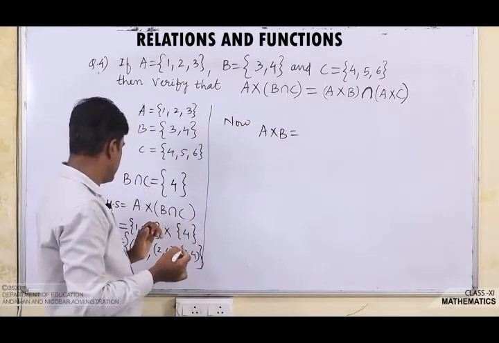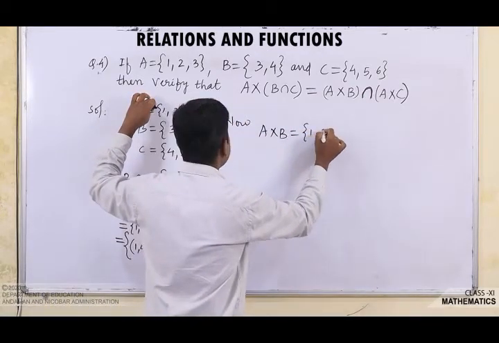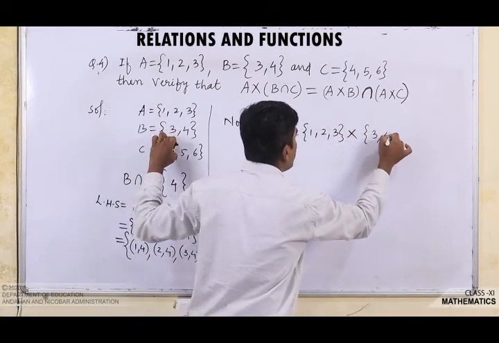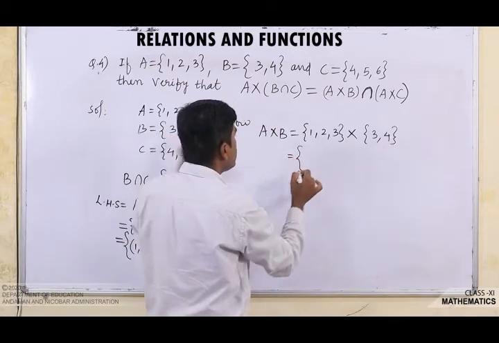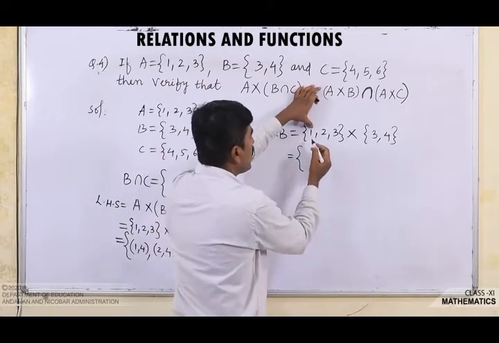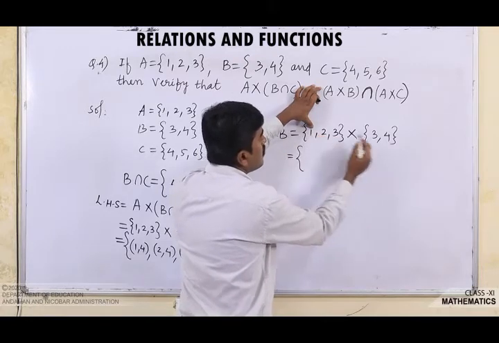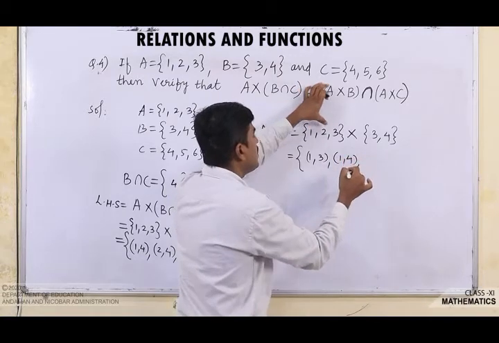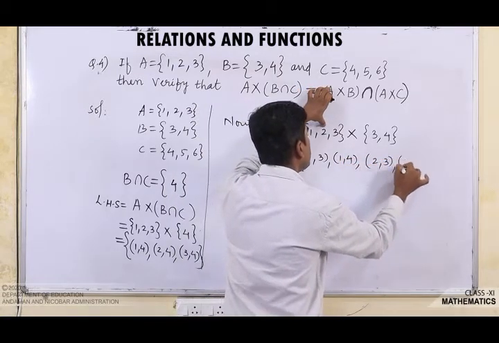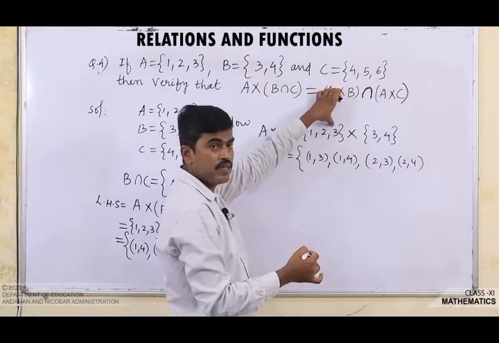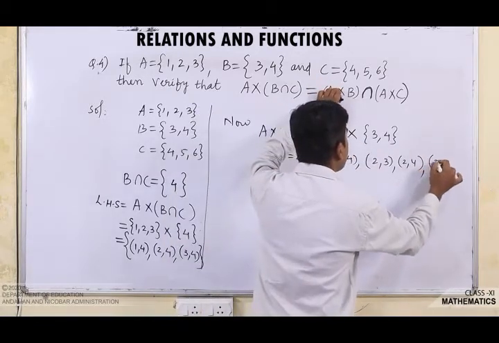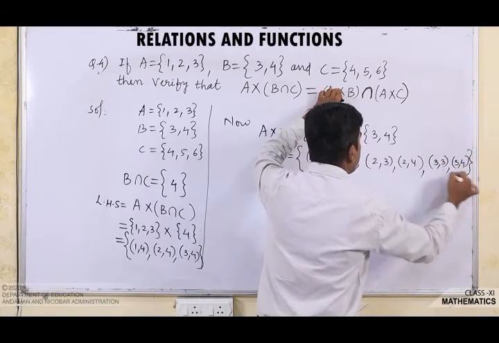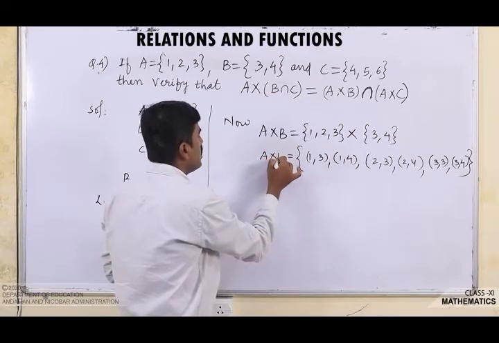What is A cross B? A is the set {1, 2, 3} and B is the set {3, 4}. Now make ordered pairs from set A to set B. First take 1, we have to connect 1 with all these elements. So (1, 3), (1, 4). Then take 2: (2, 3), (2, 4). Then link 3 with all these elements: (3, 3), (3, 4). Okay, this is A cross B.